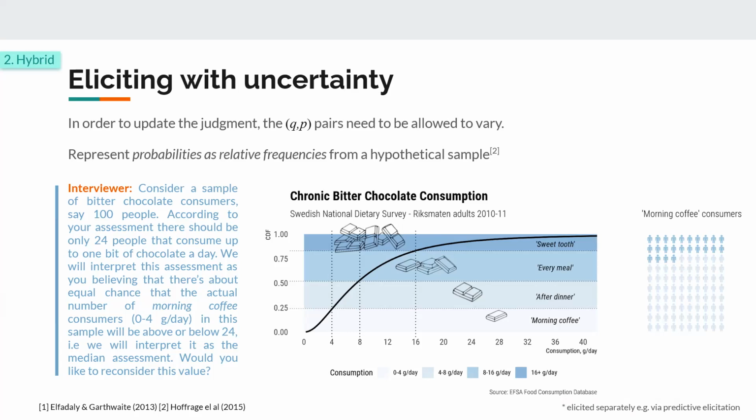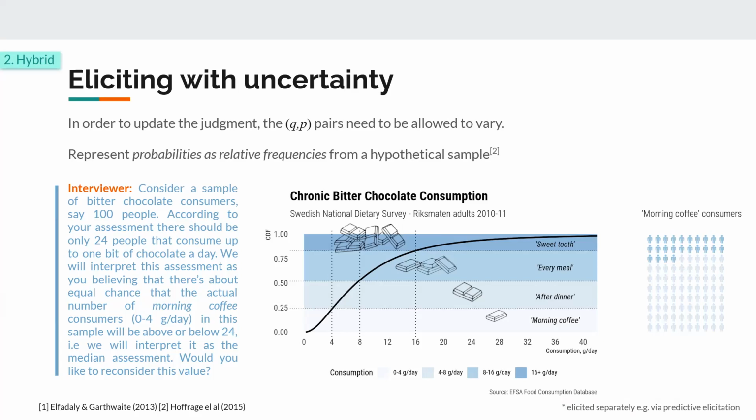So this is how my interview would go with the expert. We would come back to the expert and say, well, consider a sample of bitter chocolate consumers, say 100 people. According to your assessment, there should be only 24 people that consume up to 1 bit of chocolate a day. So this is based on the judgment that the expert had given. For the 24th quantile, he gave us 4 grams of chocolate consumption. There are these dotted lines. They're not actually 25, it's actually 24%.